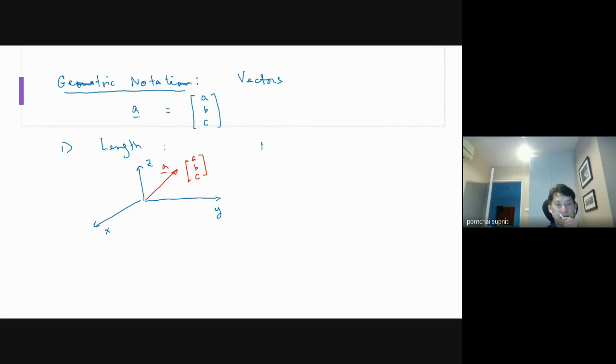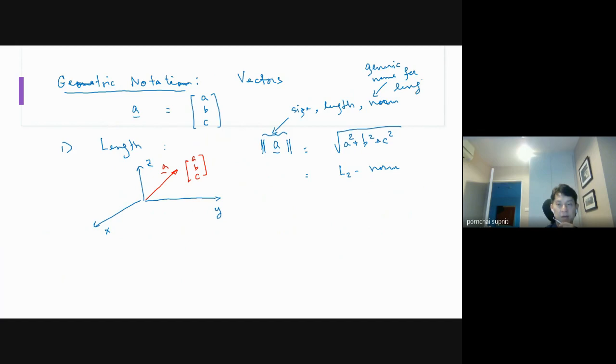The notation for the length is like this. It's just the size of vector A. You can call it size, you can call it length. There are different ways to look at it. Some people call it norm, N-O-R-M. It is equal to the square root of the elements in the vector squared and summed together. This is sometimes called the L2 norm. The word norm is just a more generic name for length or size.